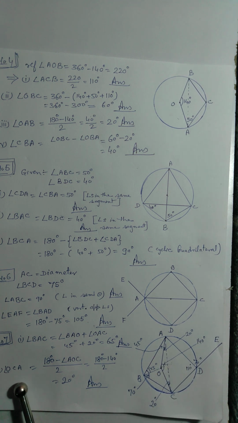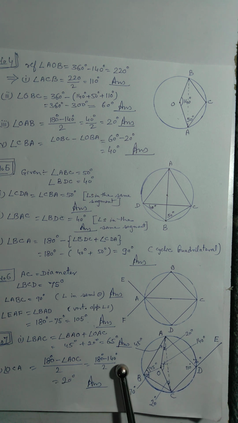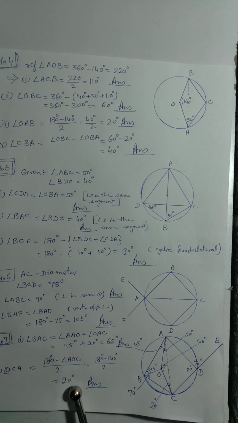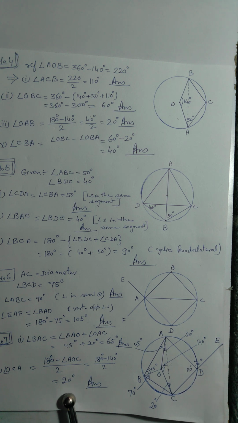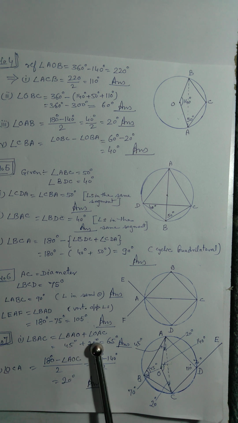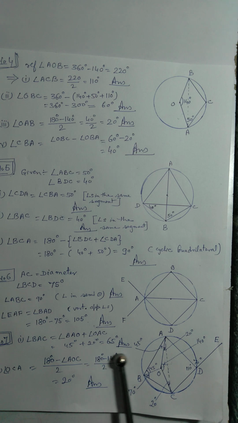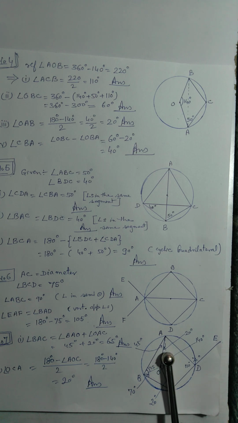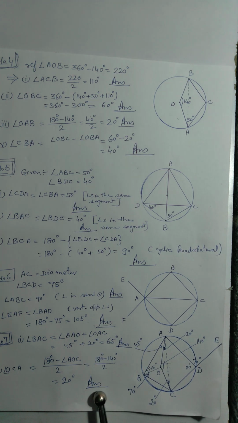You see, OCA is equal to 180 degrees minus angle AOC, divided by 2. So 180 minus 140 divided by 2 will be equal to 20 degrees. Here BAC, that is BAO plus OAC. So 45 plus 20 degrees. You see, it is 45, this is 20, so it will be 65 degrees. And these are the two answers of question number 7.